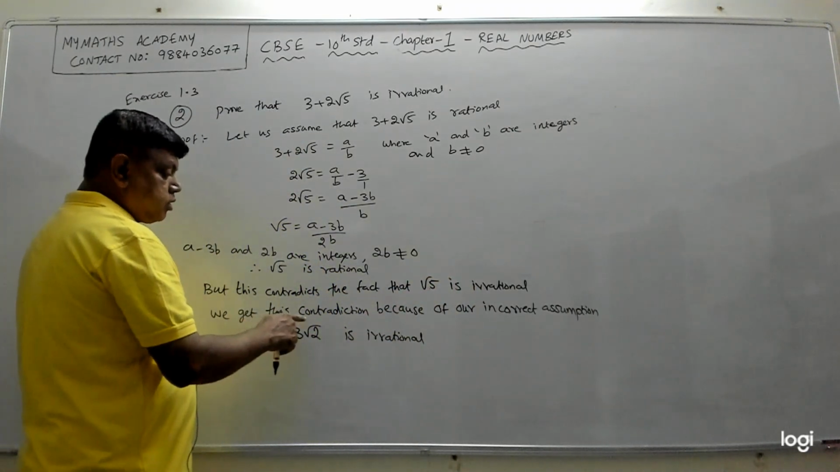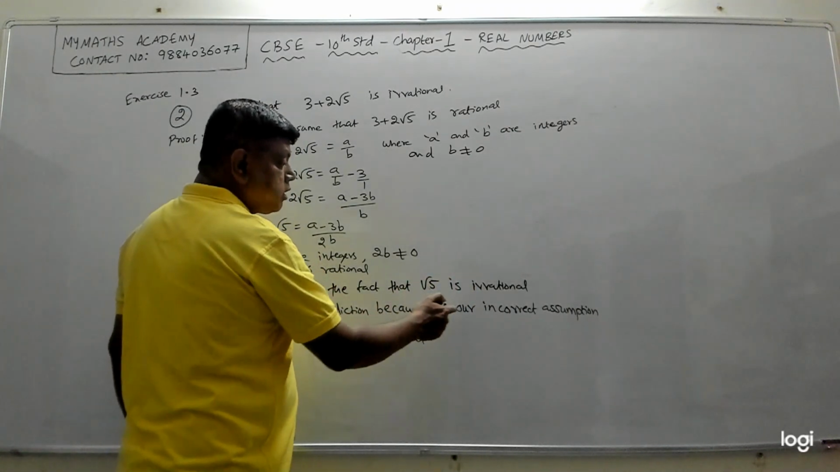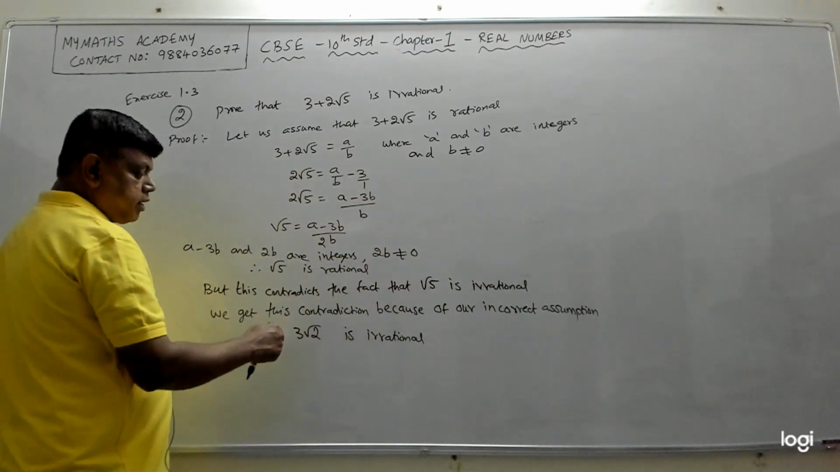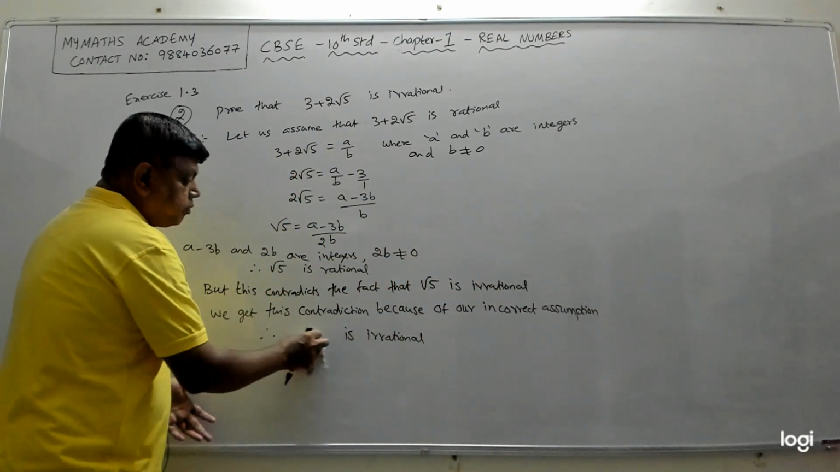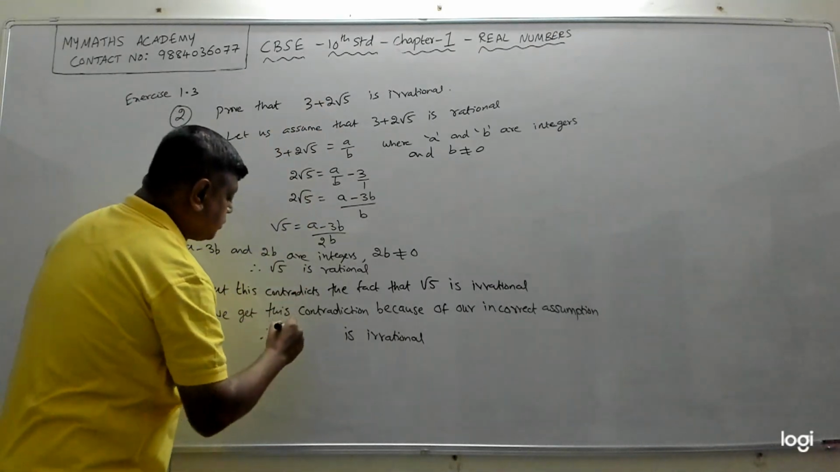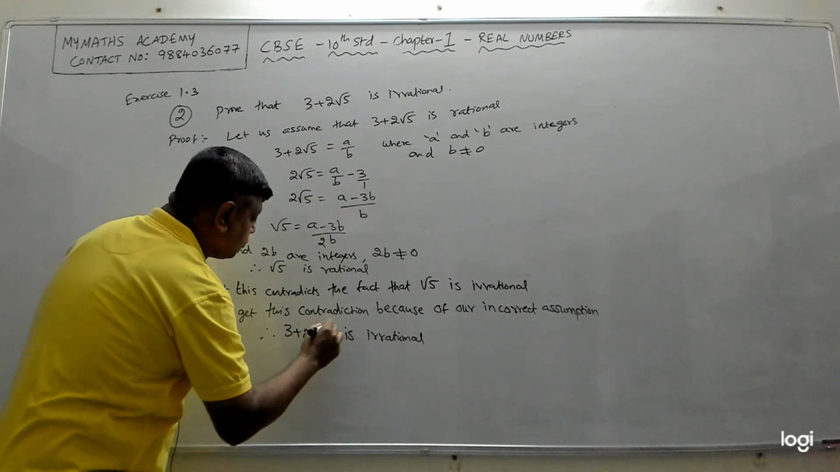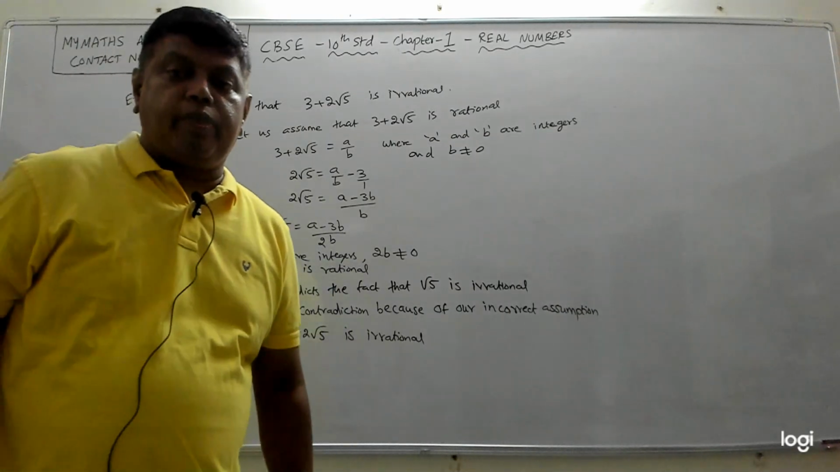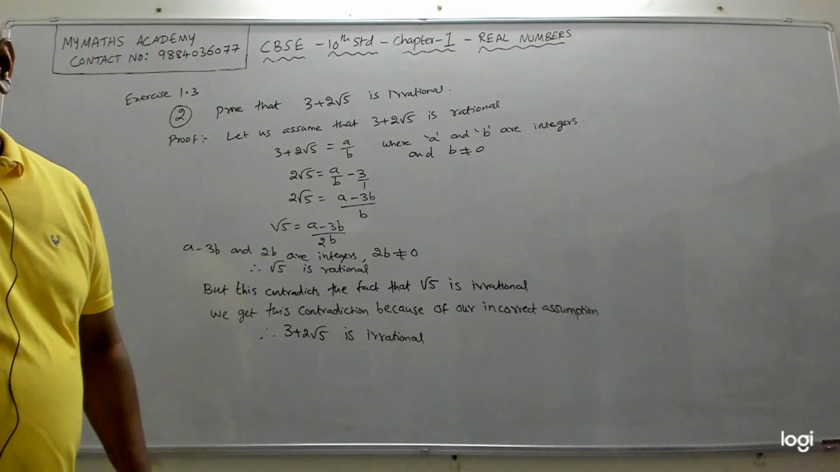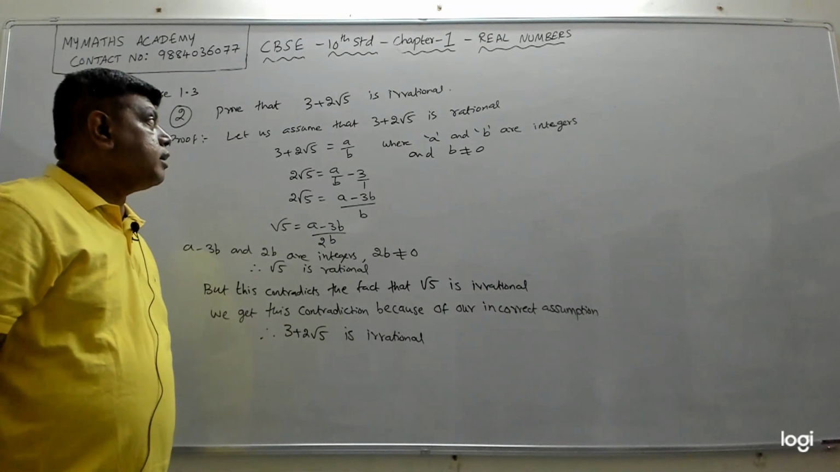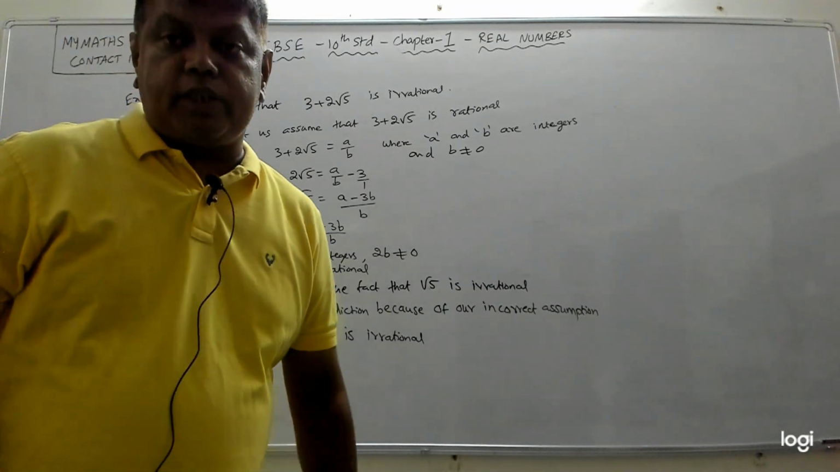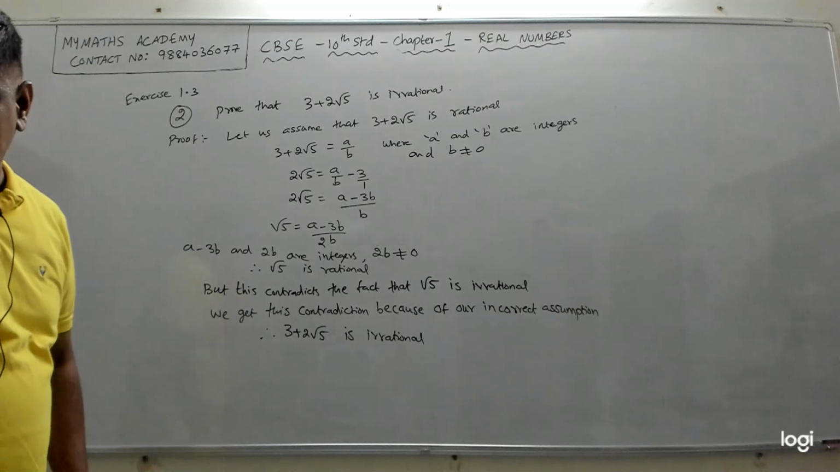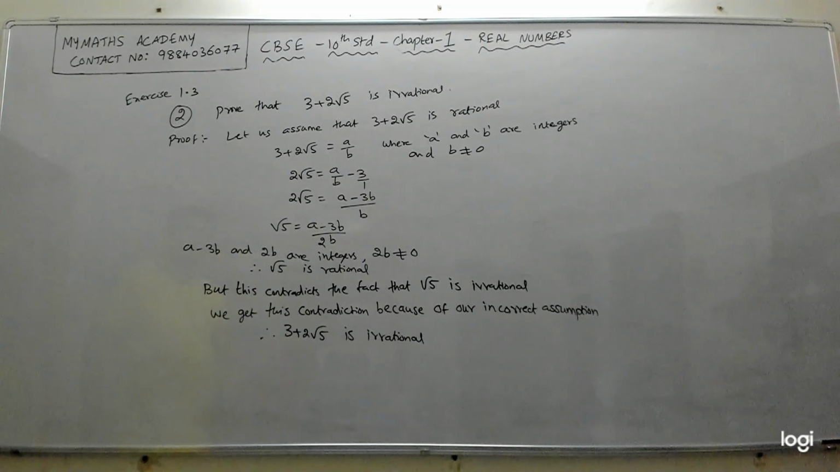And we get this contradiction because of our incorrect assumption. Therefore, 3 plus 2 root 5 is irrational. Right? So we prove that 3 plus 2 root 5 is irrational. Clear? Okay, now let's go to the next problem in the exercise.